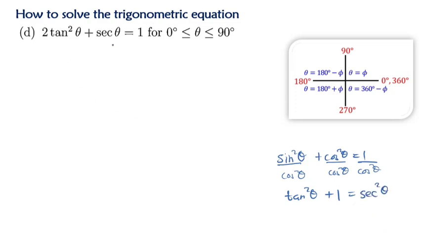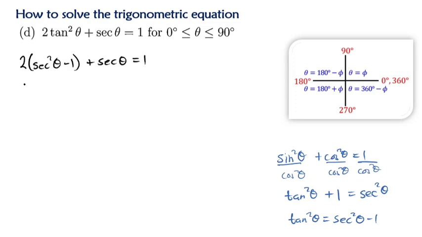So it's much easier because I have tan square. I can make tan square the subject of the formula here. So I'll say tan square is equal to sec square minus 1. So I'll write this equation as 2 times (sec square minus 1) plus sec. This is equal to 1.